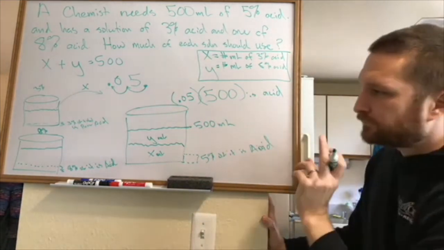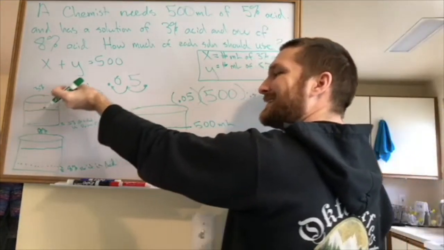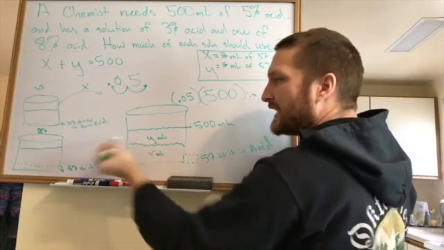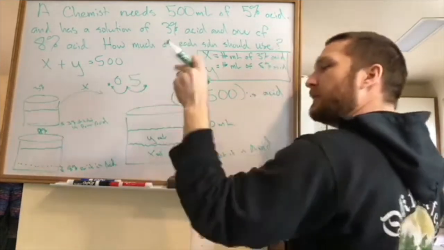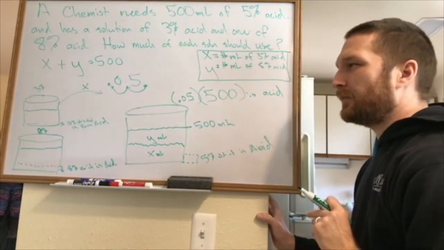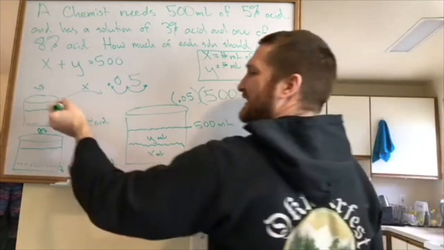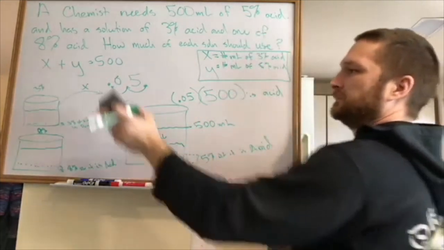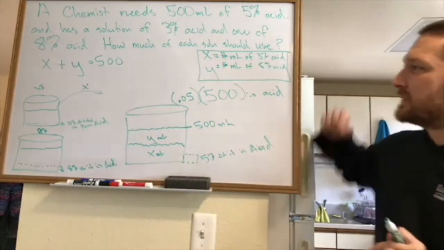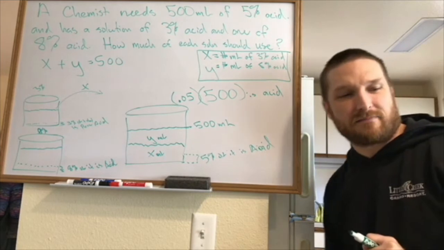And so, play the same kind of game here. We know that if we take X milliliters of that, of those X milliliters we pulled out, only 3% of that is pure acid. So how do we do that numerically? If I wanted to say how much acid came from here? X milliliters. What's 3% of that?